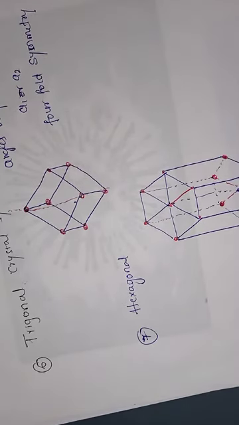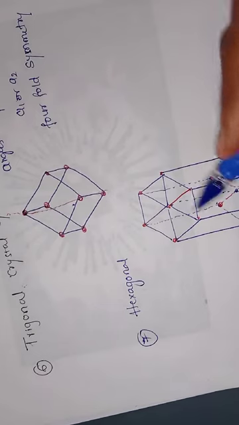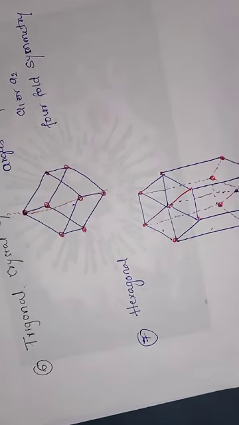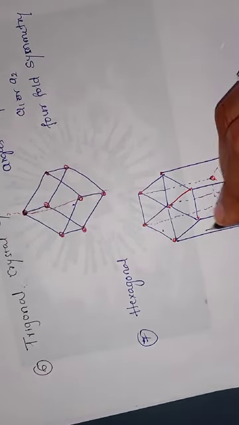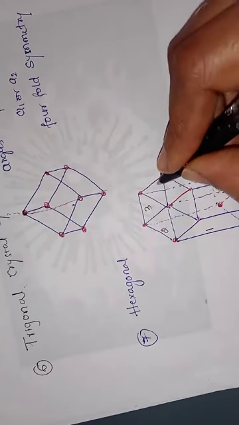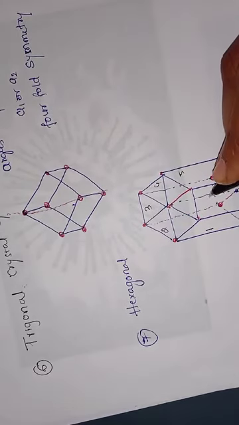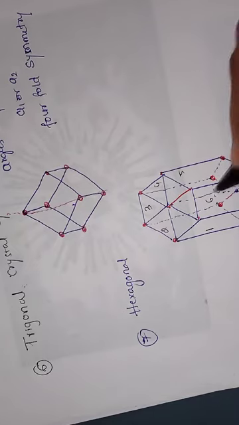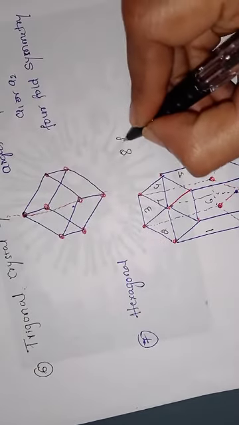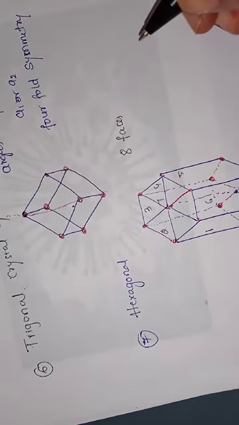What are the characteristics of this hexagonal system? The hexagonal system has 8 faces. Let's count: this is the first face, second, third, 4, 5, 6, then the upper one is 7 and the lower one is 8. It has 8 faces.